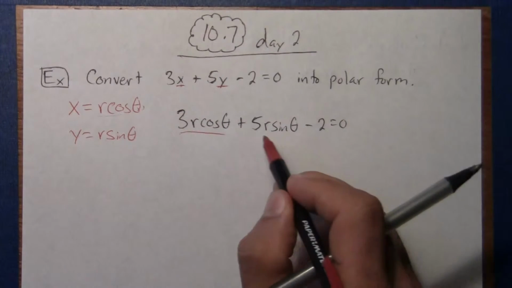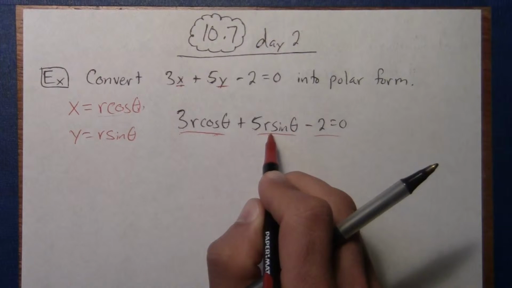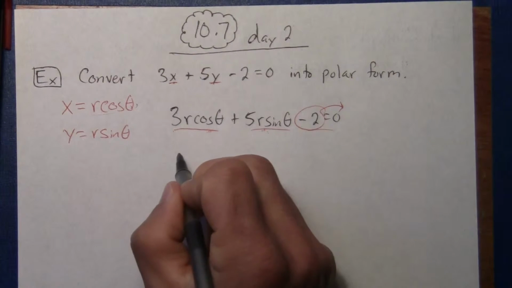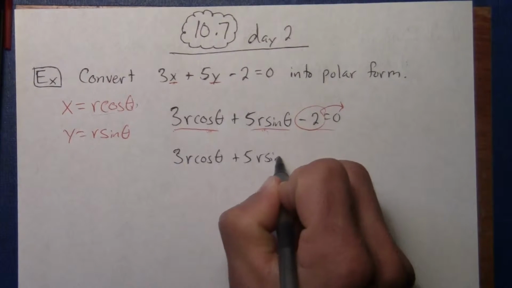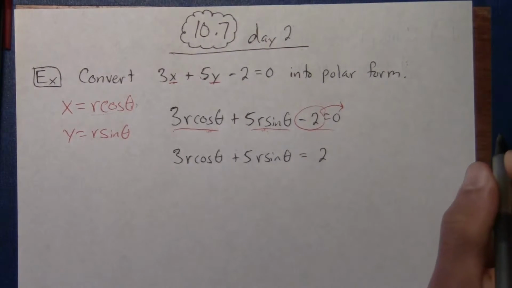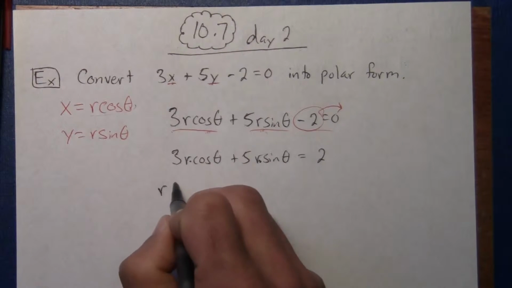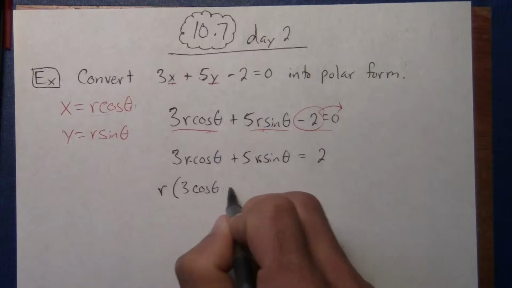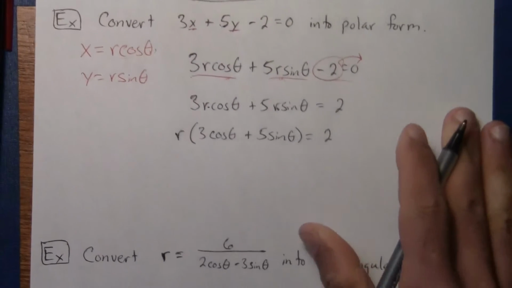Well, I notice that I've got 1, 2, 3 terms. 2 of them have r in them. So what I would want to do is get those 2 terms on one side. In other words, I need to take this negative 2 and move it to the right. So I've got 3 r cosine of theta plus 5 r sine of theta is equal to 2. Now both terms that have r in them are on the left. Why would I do that? If they both have r in common, I can factor it out. And now I've got r times the quantity 3 cosine of theta plus 5 times the sine of theta equals 2. I'm trying to solve for r.